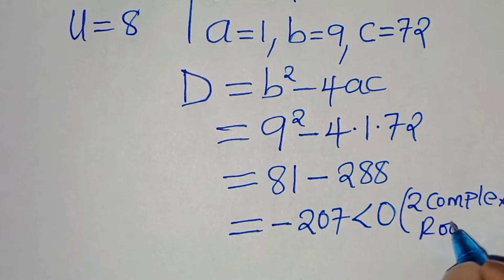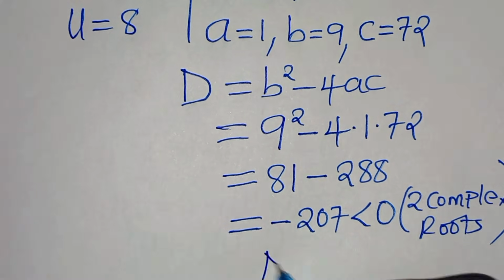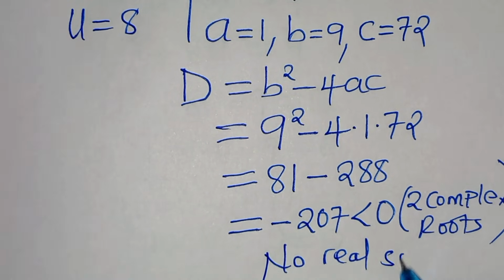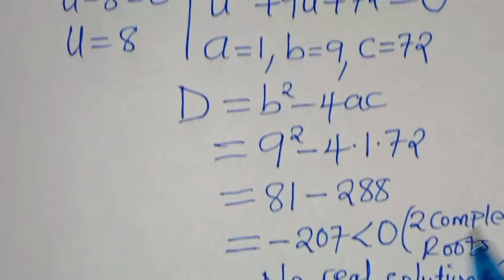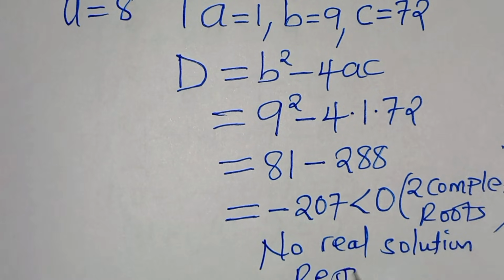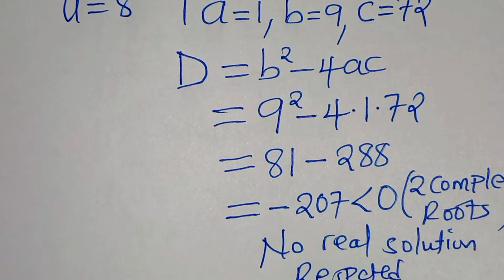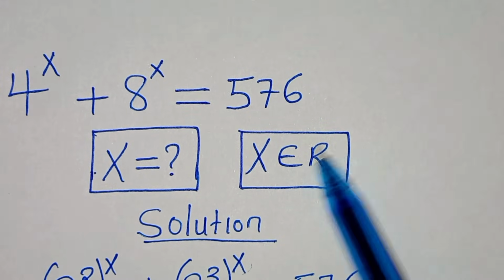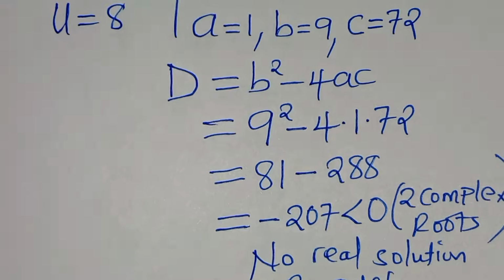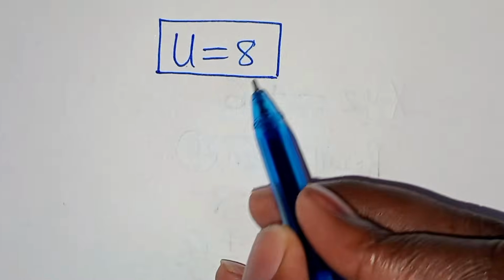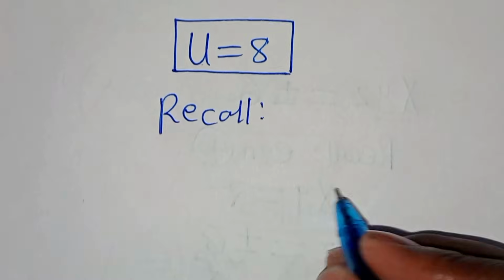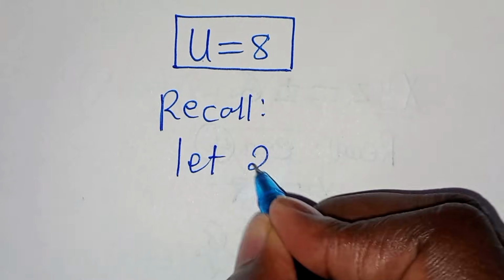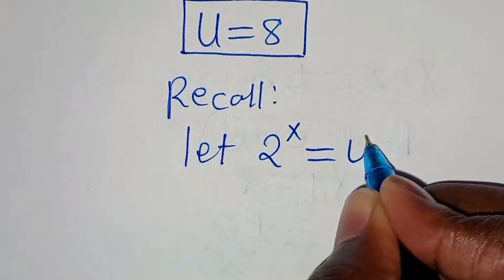We have two complex roots, and therefore there is no real solution that can be obtained from this quadratic equation. So in other words, we reject the quadratic equation. Quadratic equation is rejected simply because x is a member of real numbers. Now, since we have u is equal to 8, and if you recall, we understand that let 2 to the power of x be equal to u.